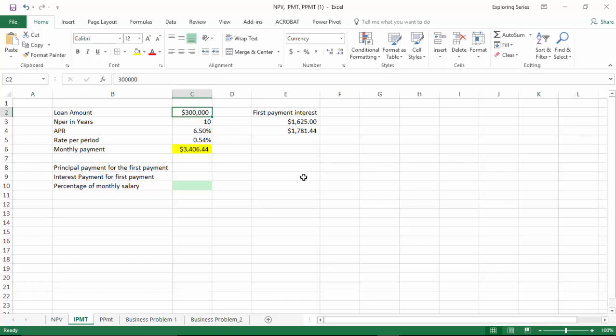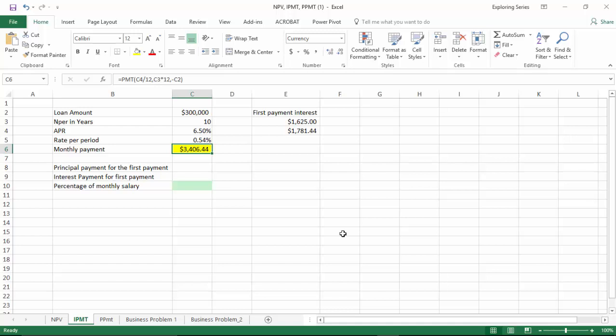The catch is, as I told you earlier, that interest is calculated by taking the periodic interest rate, which is this, multiplied by the amount that you owe. After the first payment, you no longer owe $300,000. You owe $300,000 minus 1,781.44. So the amount that you're paying in interest will go down. As that amount of interest goes down, the amount of principal that you pay goes up. So you still end up paying 3,406 per month, but the balance between interest and principal changes.